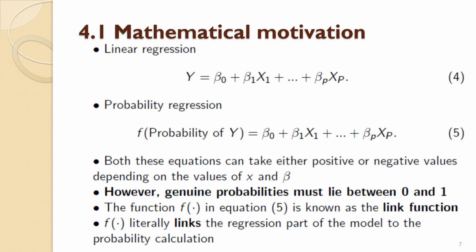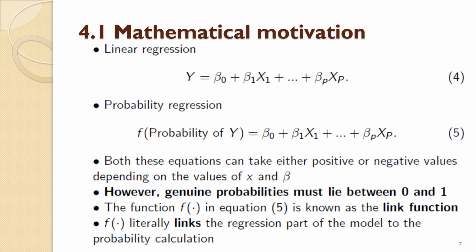So I wanted to talk about this problem in mathematical terms, with some equations, but there's a pictorial illustration of this in the next slide. For linear regression, the y variable is equal to some combination of the x variables, and then for probability regression, some function of the probability of y is equal to the regression bit instead. The regression bit, beta 0 plus beta 1 x1 plus all the way to beta k xk, can take either positive or negative values, depending on what the values of x and beta are. But whilst that's true, genuine probabilities must lie between 0 and 1.